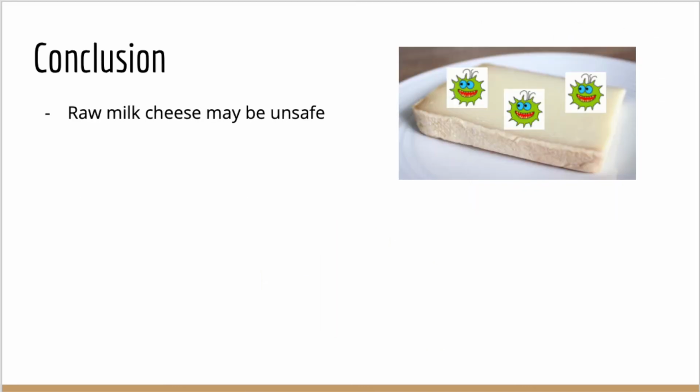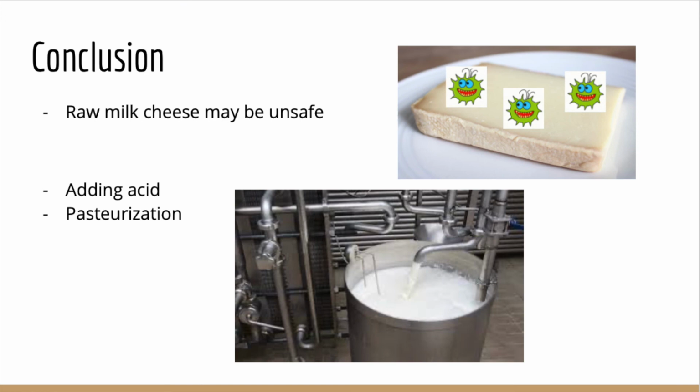The final words of the paper express that it's extremely important to know the dangers of raw milk cheese. In order to ensure that the cheese is really safe to consume, it's important to only eat cheese made from milk that has either undergone pasteurization or have added acid to inhibit the growth of Listeria monocytogenes.